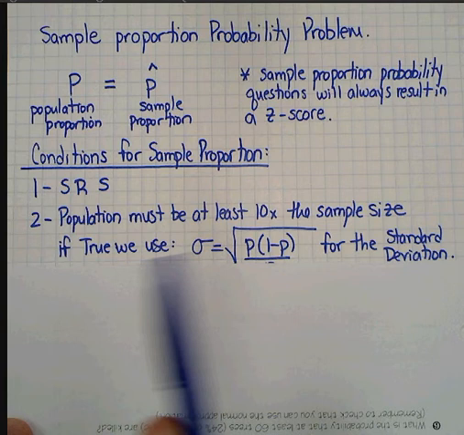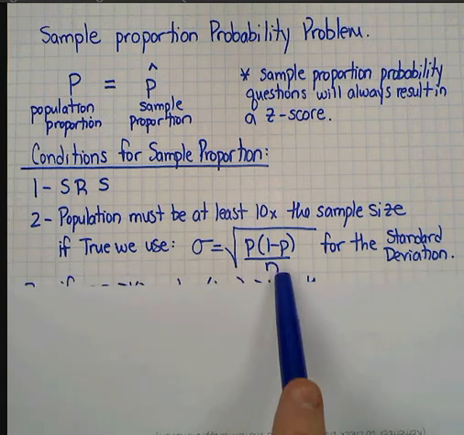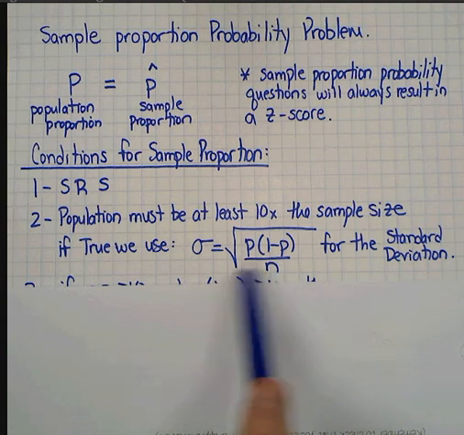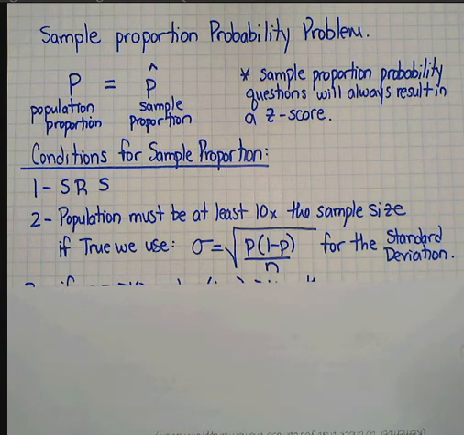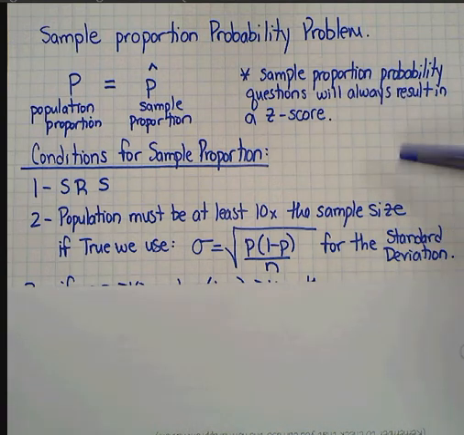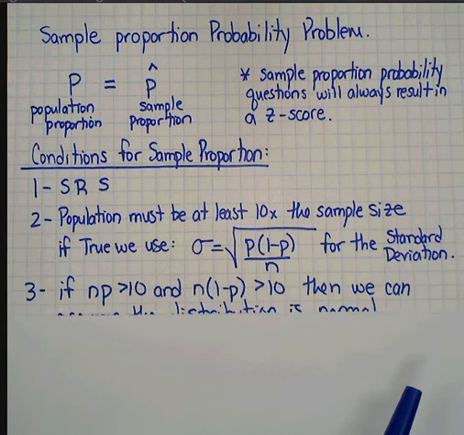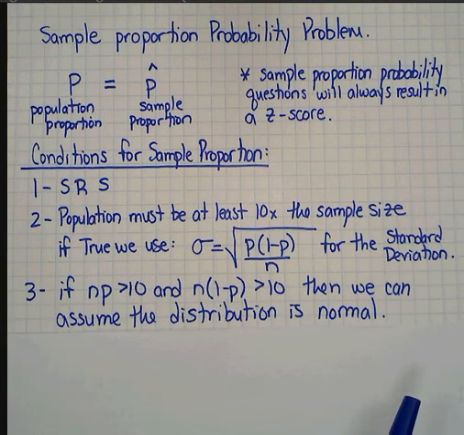If this is true, we use this as the standard deviation formula for the problem: the square root of p times 1 minus p over n. That's going to be our standard deviation for the problem. The standard deviation will not be included in the question. We will calculate it.